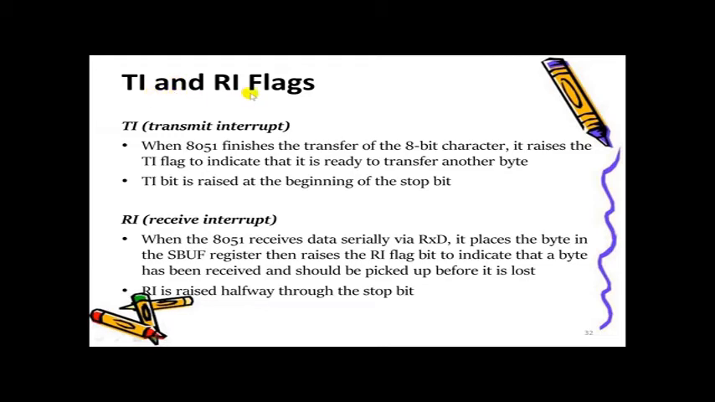Next, the TI and RI flags. In this slide we discuss the working of the transmit interrupt flag and the receive interrupt flag. Consider the TI flag. When the 8051 finishes the transfer of an 8-bit character, it raises the TI flag to indicate that it is ready to transfer another byte. That means once the data is transmitted, the flag is set to indicate that it is ready for the next byte transfer. TI is raised at the beginning of the stop bit, because the stop bit is the last bit of the previous data, which is already transmitted. After that the flag rises, indicated as logic 1.